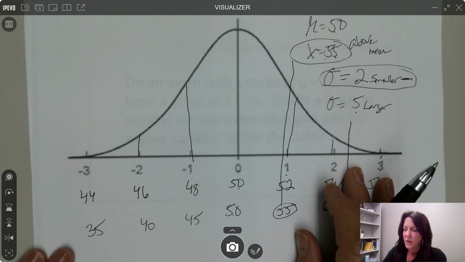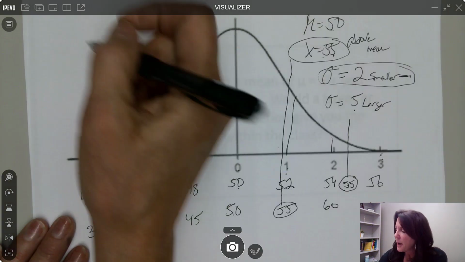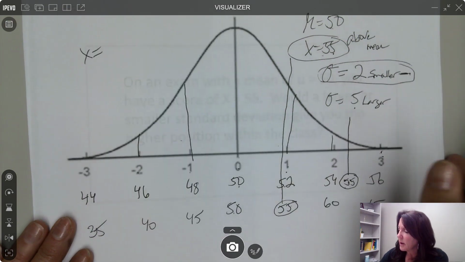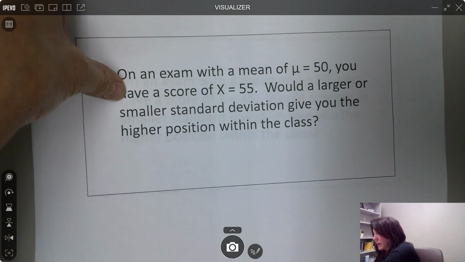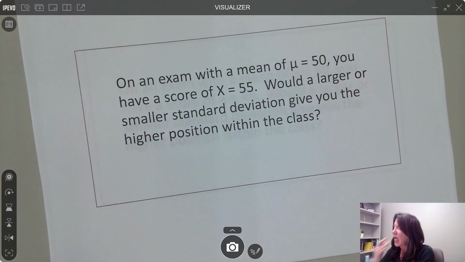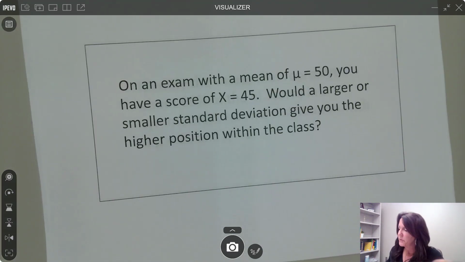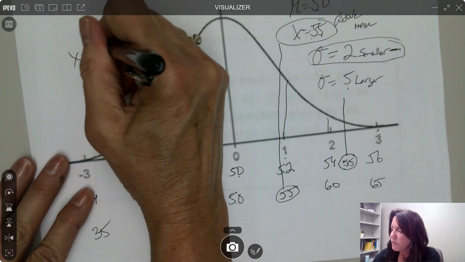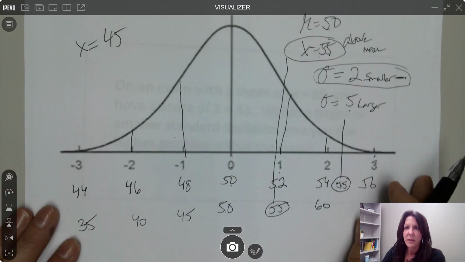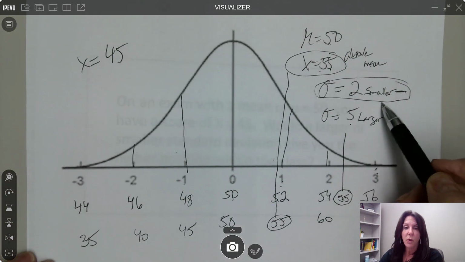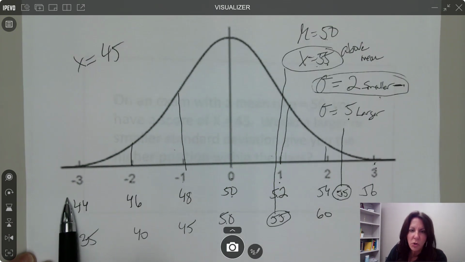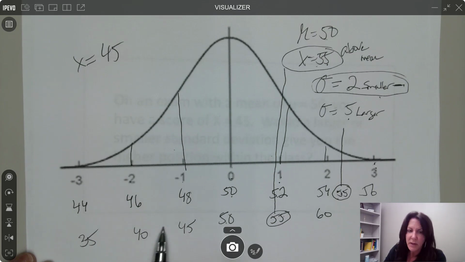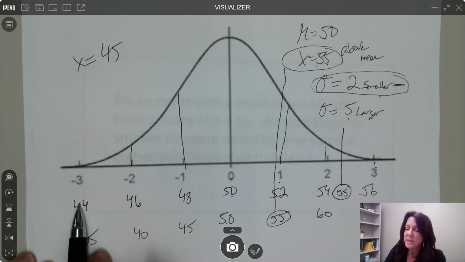This time, we have the two scenarios, but this time, let's say that my score is, let's see, what did I have on the paper? I think it was 45. Okay, let me just double check. Yeah, 45. So let's see if we have a score of 45, if I do better if my standard deviation is 2 or 5. I still have the same scores if the standard deviation were 2, and the same scores if the standard deviation was 5. Let's locate 45 on the first one when the standard deviation is 2.